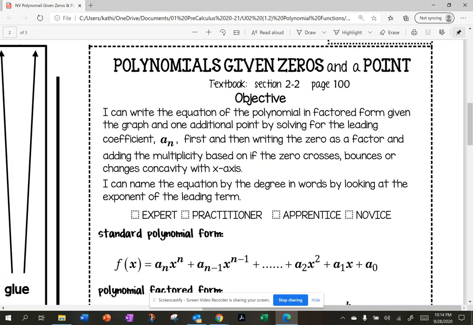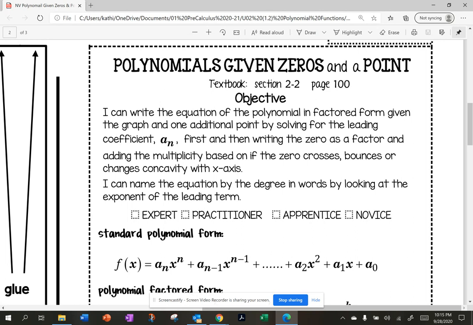I can write the equation of the polynomial in factored form given the graph and one additional point by solving for the leading coefficient a sub n first, then writing the zeros as factors and adding the multiplicity based on whether the zero crosses, bounces, or changes concavity with the x-axis. I can name the equation by degree in words by looking at the exponent of the leading term.